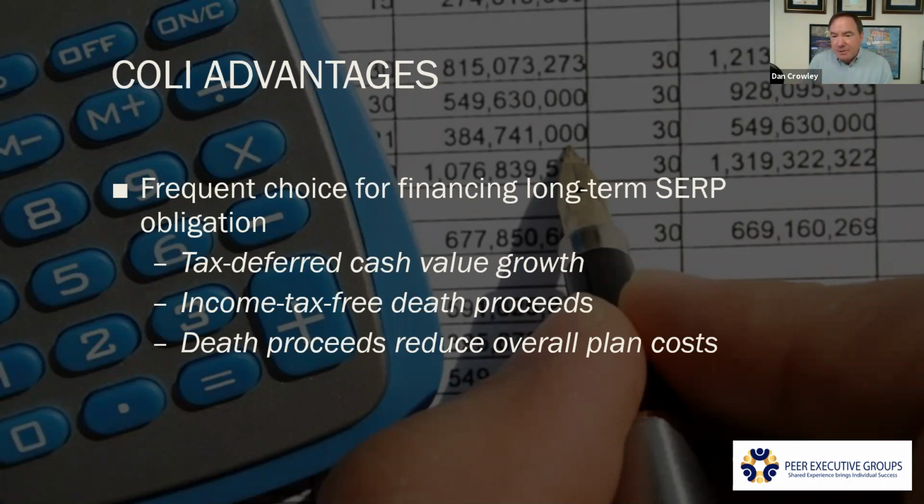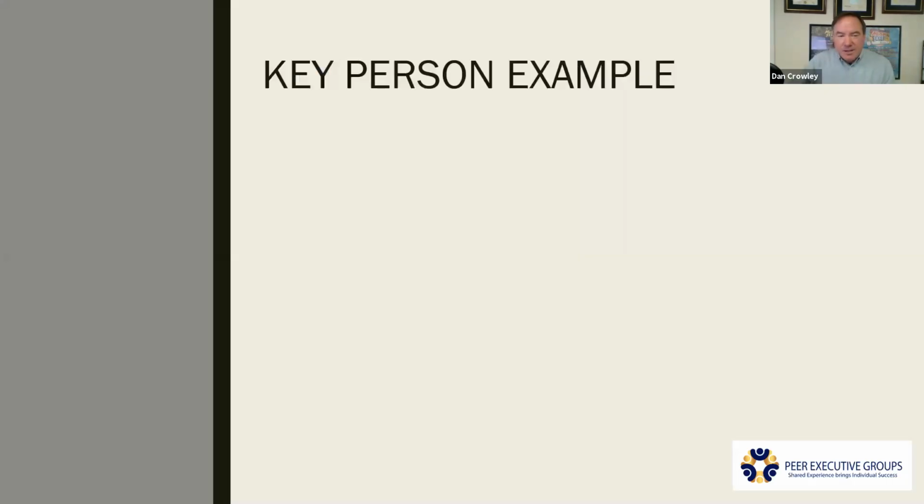And it's something that everybody should be aware of. Even if you're not planning on being around 40 years from now, it's important that anybody going forward knows the value of this asset. Remember this, that type of thing. So, key person example.